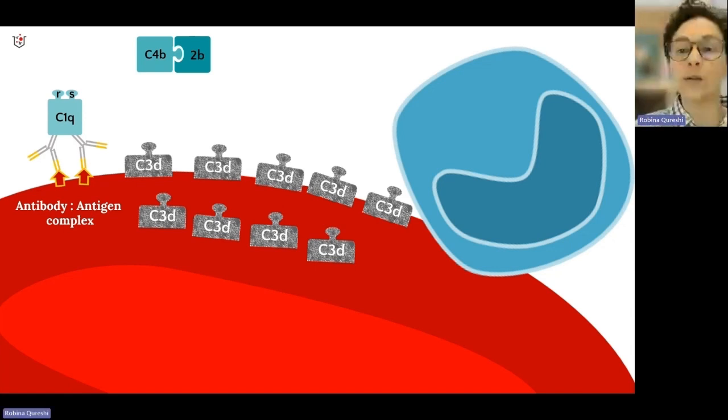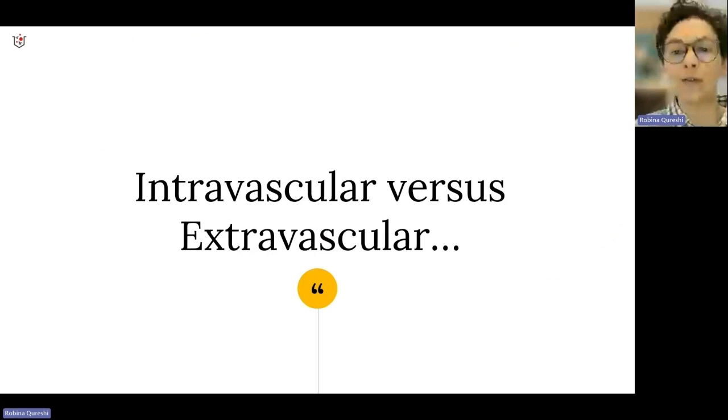Okay, so hopefully you are all okay with that whistle-stop tour of the complement cascade. Yeah? Okay. So now I'm going to talk about intravascular versus extravascular. So why do we get one in one area and one in the other?